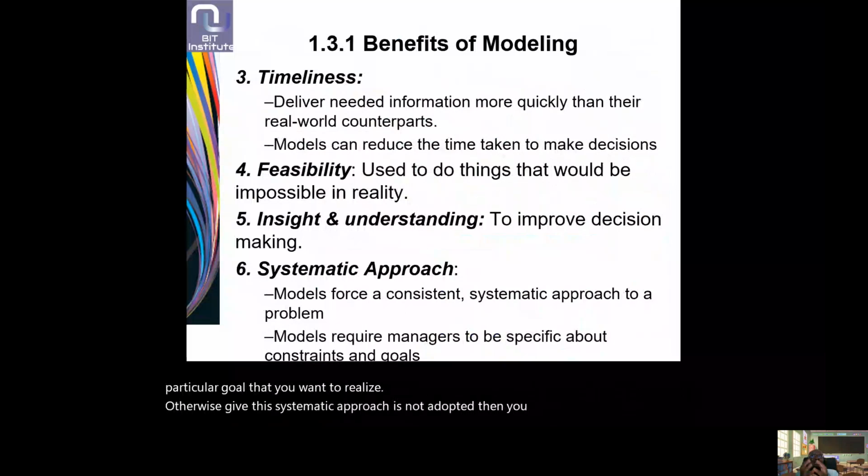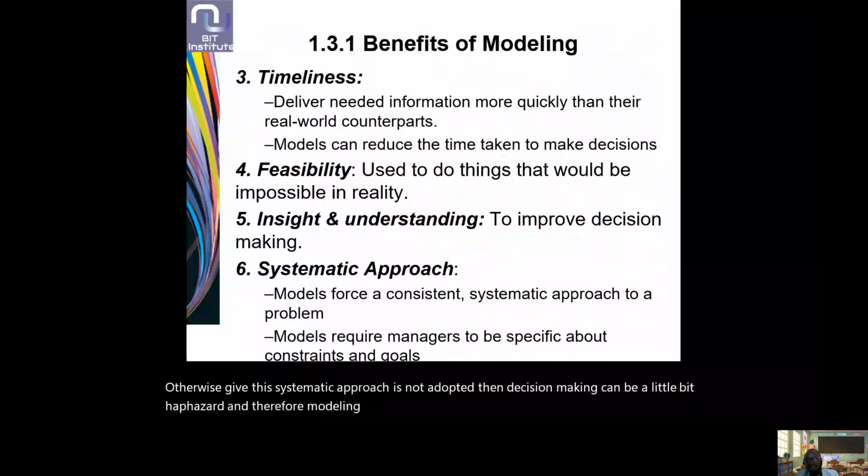Otherwise, if this systematic approach is not adopted, then decision making can be a little bit haphazard, and therefore the systematic approach that is used in modeling is very useful in understanding explicitly what the goals of the decision making situation are and what the constraints are that impact the decision making that is facing the decision maker or the modeler.